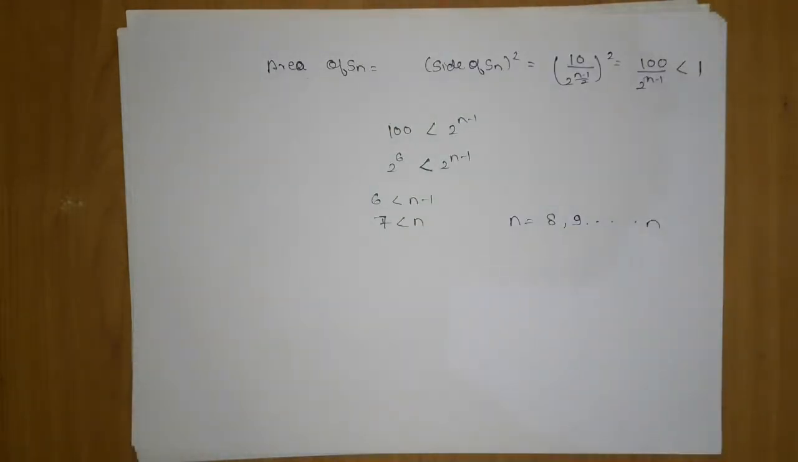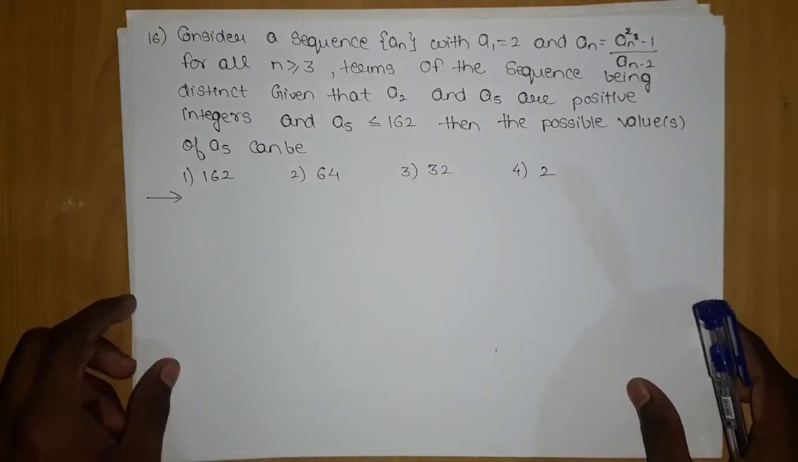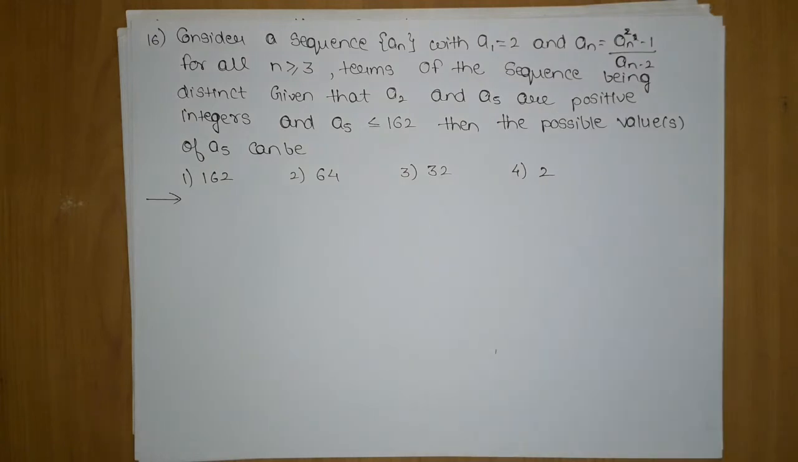The next question is this one. Consider a sequence a_n with a1 equal to 2 and a_n equal to a square (n minus 1) upon a_(n minus 2), for all n greater than or equal to 3, with terms of the sequence being distinct. Given that a2 and a5 are positive integers and a5 is less than 162, then the possible values of a5 can be what?